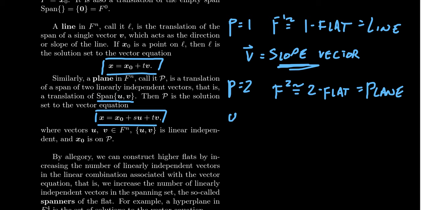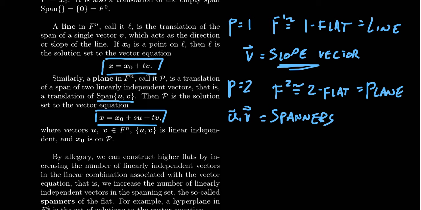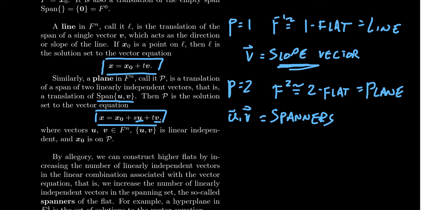And so these vectors u and v, more generally, you could call these the slope vectors some more. You could call them the directional vectors. But we're going to call these the spanners, the spanners of our plane right here. So to describe a plane, we have to know the spanners. You need two independent spanners to form a plane, because that's what makes it a two-flat. And you have to know a specific vector on the plane. If you do that, then you have this vector equation that describes your plane.